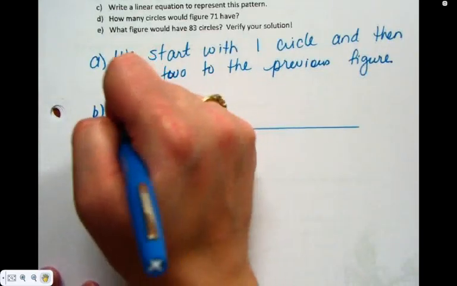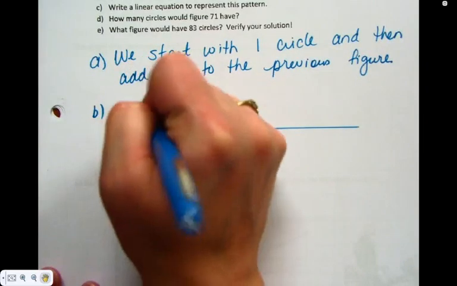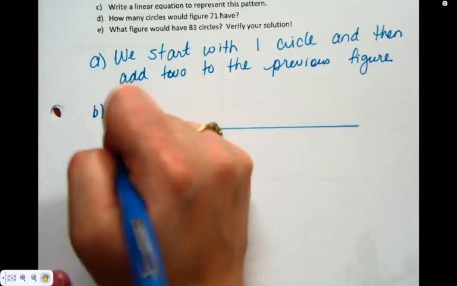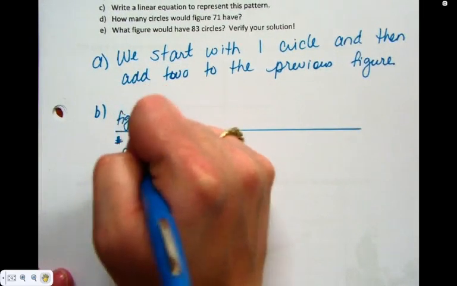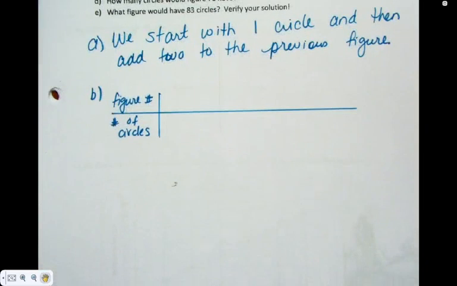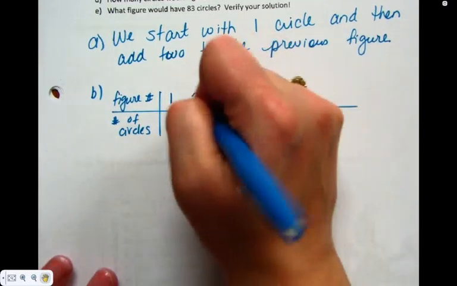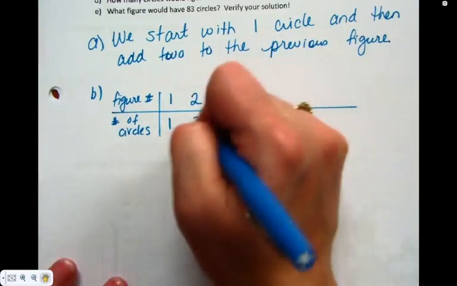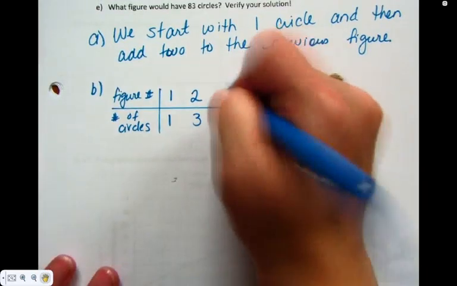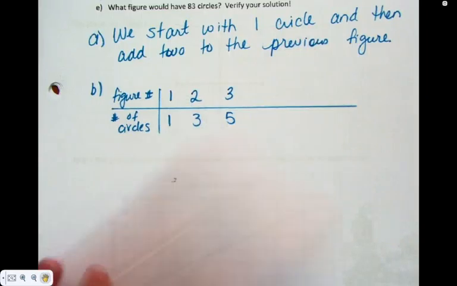The top is always going to be the figure number. The bottom is always going to be the number of objects. In this case, it's the number of circles. Top is always the figure number. Bottom is always the number of objects. Figure 1, how many circles? Figure 2. Figure 3. Figure 4.